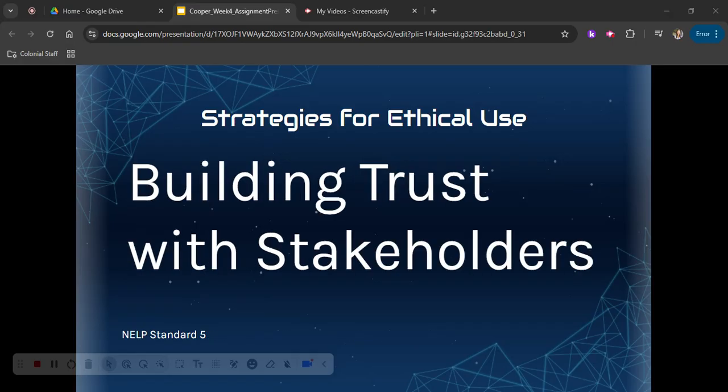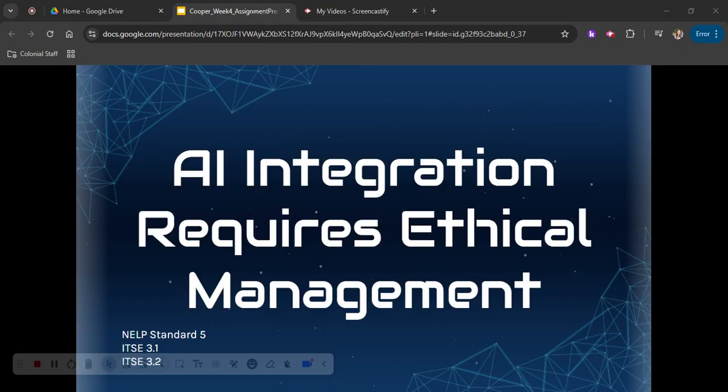Finally, building trust with stakeholders. Administrators need to have regular conversations regarding the moral applications of AI with staff, parents, and students. Building accessible resources regarding AI's role in education, hosting community forums, and providing workshops can all help to increase trust. Since developing good relationships with the larger school community is a component of ethical leadership, this is in line with NELP Standard 5.